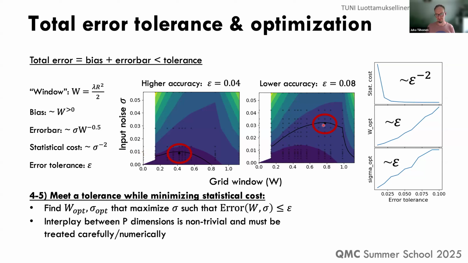If we double the tolerance for error, we can also tolerate higher noise and use higher windows. Generally speaking, we know that the optimum noise tolerated grows with the error tolerance. So if we don't need a very high tolerance for error, a very low tolerance for error, we can save a lot of statistical cost here. And this is why we want to do this.